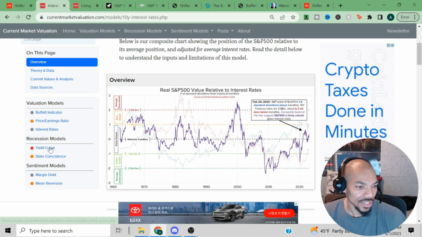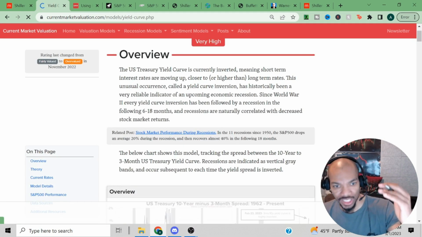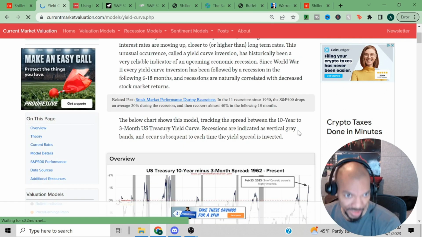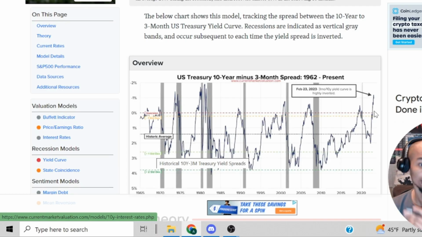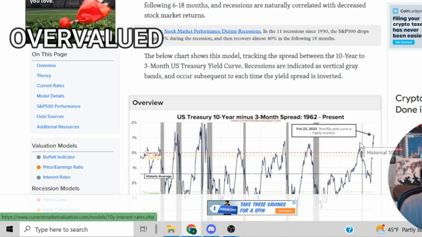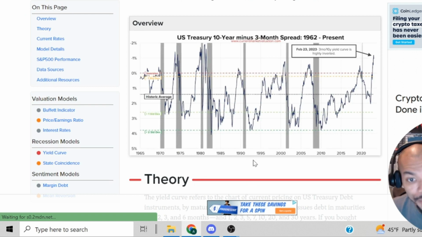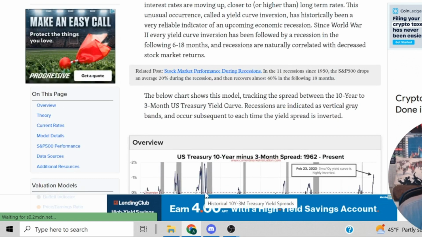Now, if we look at the yield curve, the yield curve model is more so for recessions, but if you're looking at the yield curve, that's definitely a red flag, and we cannot ignore this. Whenever we have an inverted yield curve, that would suggest that it's overvalued. So for the yield curve, we definitely have to acknowledge overvalued. The yield curve is a good indication of a potential recession coming up. As you can see, every time we had that, we saw a major drop. So that is one of the biggest flags that I can see as far as overvaluation, the inverted yield curve.